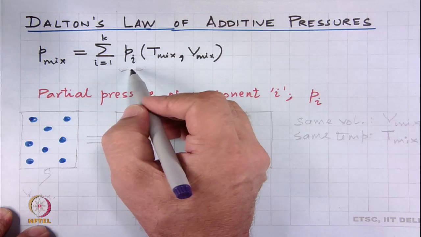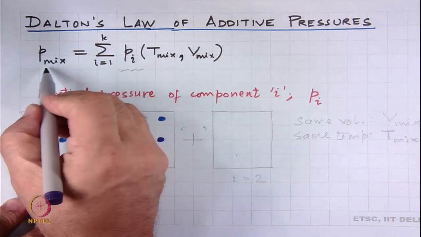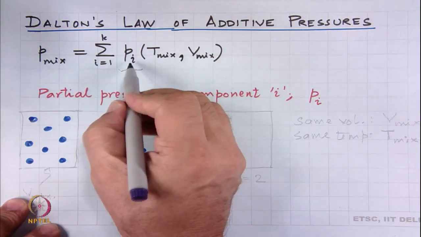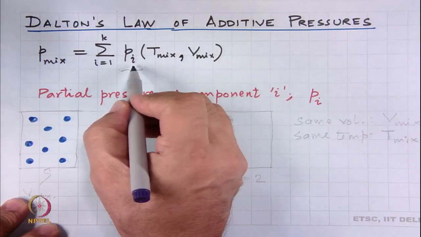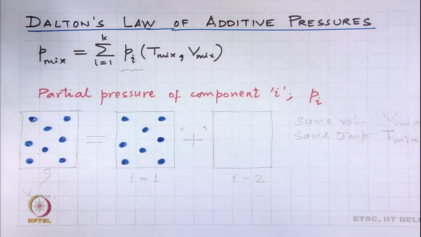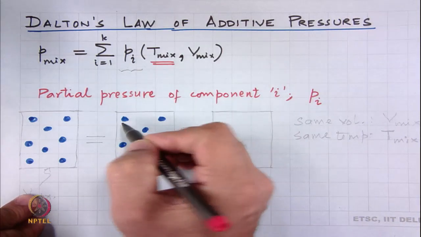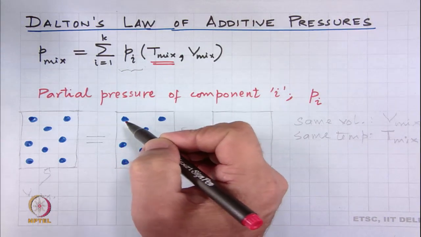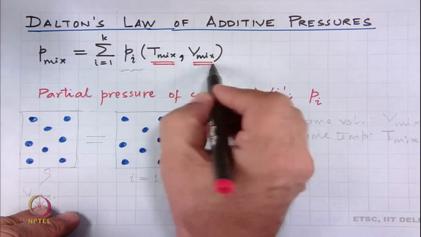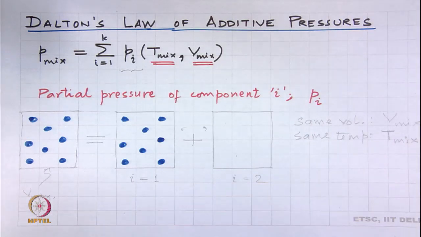Now, we will make it more rigorous by saying that mixture pressure is the pressure exerted by the individual components, provided the individual component were at the same temperature as the mixture temperature and that component occupied the same volume as the mixture volume. So, that is the difference that we are now looking at.